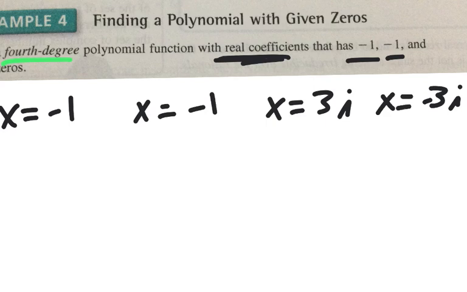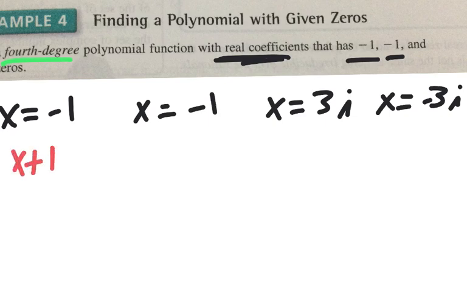So they're going to make sure you know that rule we just went over, because they're not going to tell you the other imaginary root. You've got to know it's got to be the conjugate. So we've done problems like this already. This is where we're working backwards. I'm given the roots. I want to get the polynomial in the end. So I'm going to work this backwards.